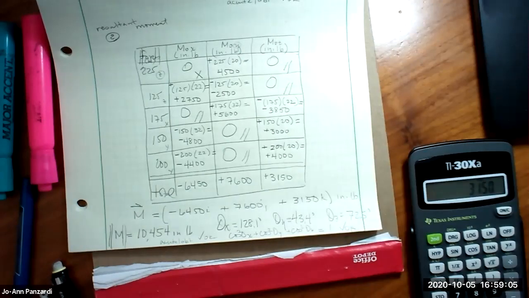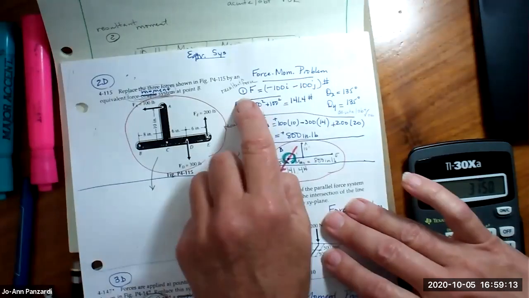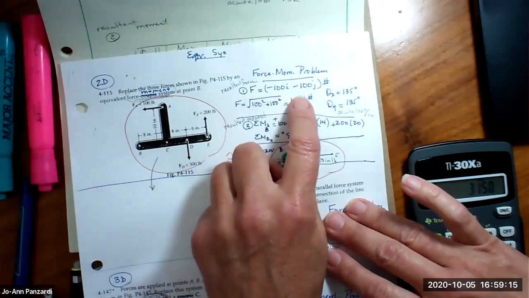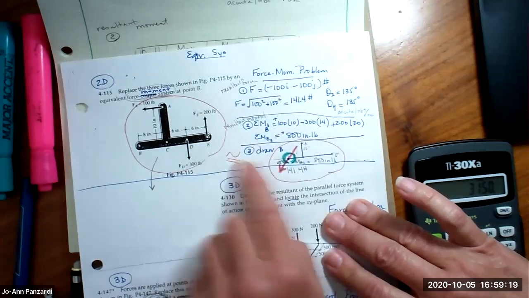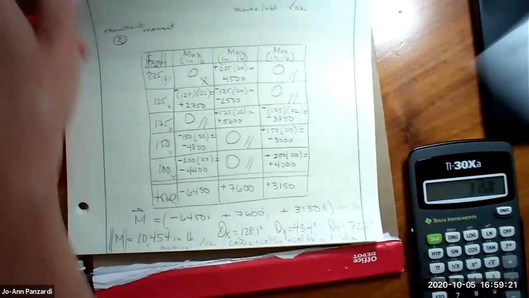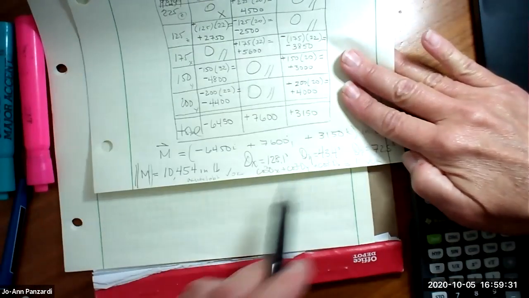Okay. What were the steps in a force moment problem? Remember, back to this problem. First step, find the resultant force. Second step, find the resultant moment. And the third step is to draw it. So I found the resultant force already. I found the resultant moment already. And now I have to draw it.